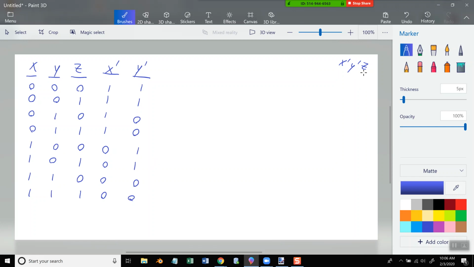Now, of course, we had our order of operations, what takes precedence and so forth. So after I got that, I'm going to first do this. So X prime, Y prime. Again, how that's read is not X and not Y. I'll multiply these together. 1 times 1 is 1. 1 times 1 is 1. 1 times 0 is 0. 1 times 0 is 0. 0 times 1 is 0. 0 times 1 is 0. 0 times 0 is 0. 0 times 0 is 0.